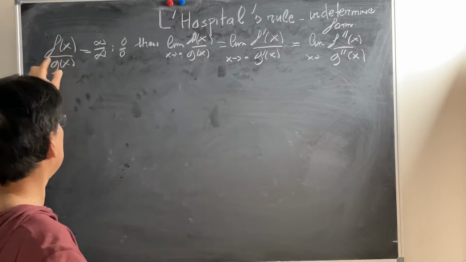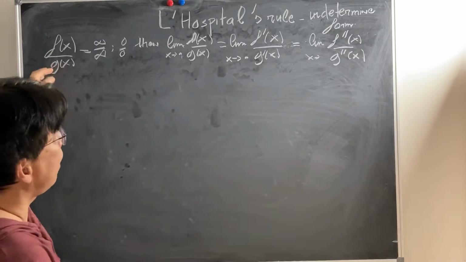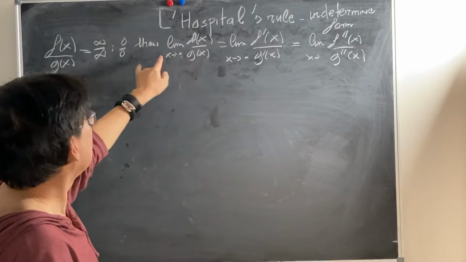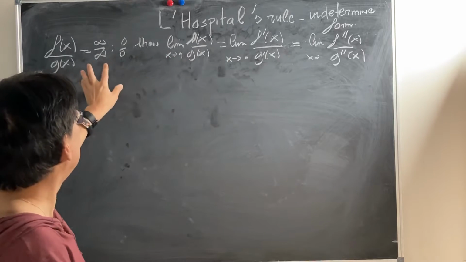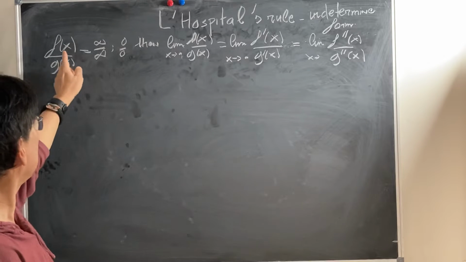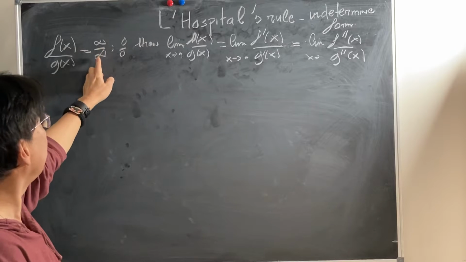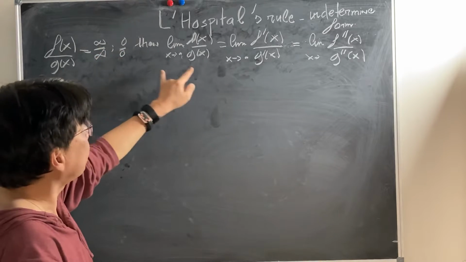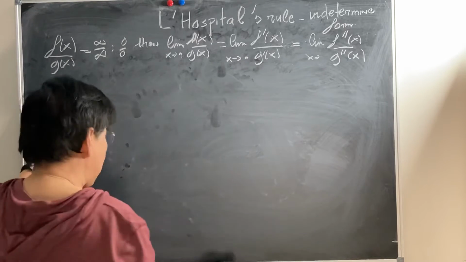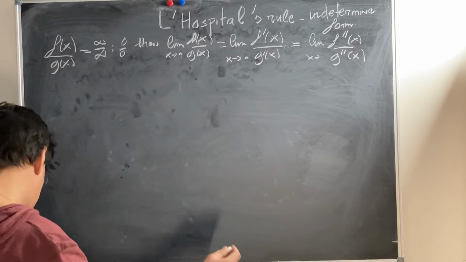First of all, the first condition: suppose f(x) and g(x) are continuous and differentiable at a, then you can apply this formula. So the first thing you have to check is whether this quotient f(x) over g(x) has the form infinity over infinity or 0 over 0. Then you can apply this, otherwise you can't. Now let's make it clear by going through some examples.